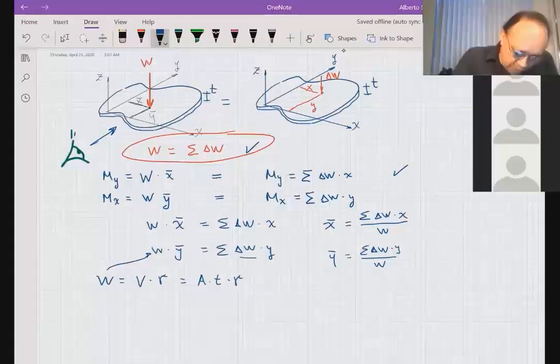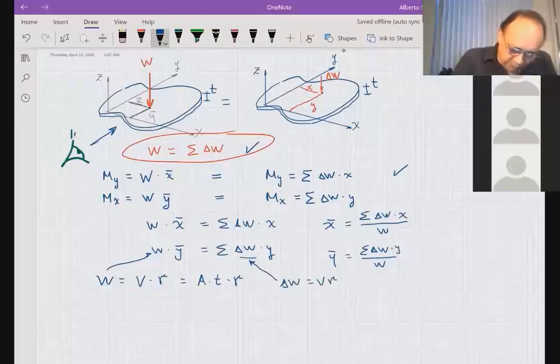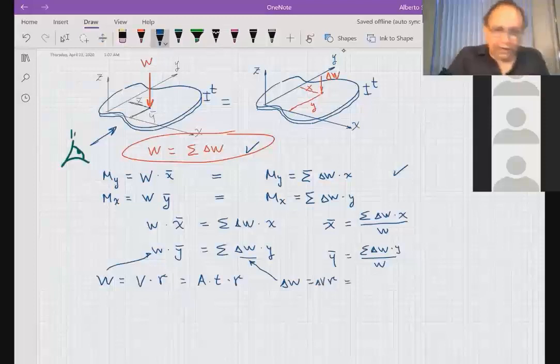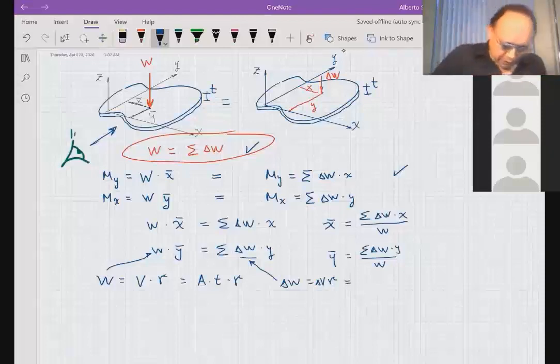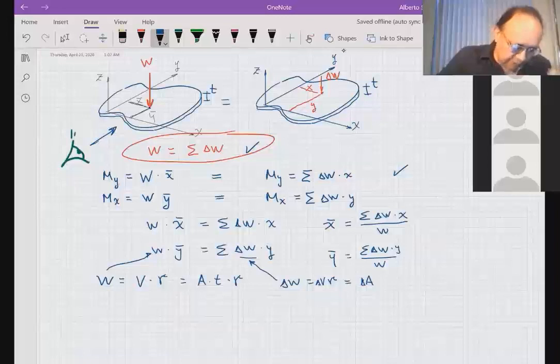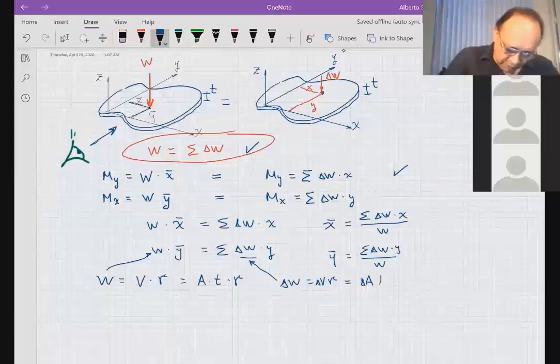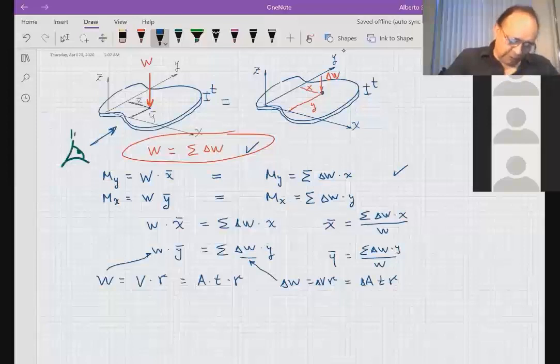And the weight of one of the components, delta W, same thing, will be the volume of the little piece multiplied by specific gravity. We should call this one delta volume because it's like a little volume. And that will be equal to delta area, the area of the tiny particle right there, multiplied by the thickness, multiplied by specific gravity. That will be delta W.